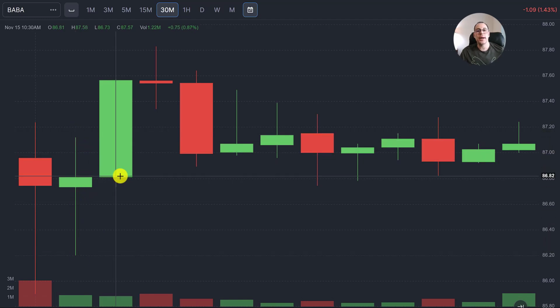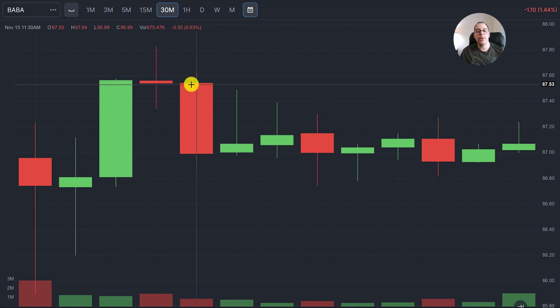If you bought the stock at 10:30 a.m. at $86.81, that's a great entry point. And 30 minutes later, at 11 a.m., it closed at 87.57. And then if you exited, you would have made some money. Because the next half hour, it was pretty much flat. The wick got up here and down here, but the opening and close was pretty tight. So there was no clear winner.